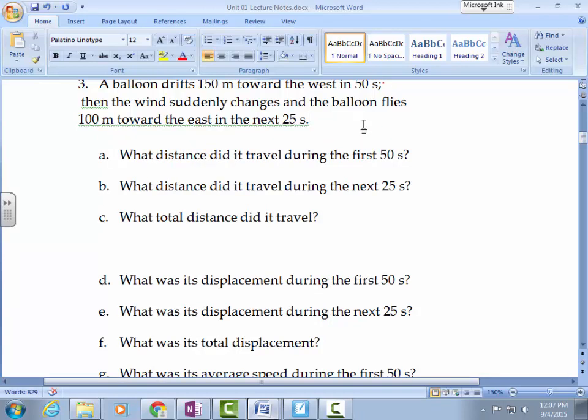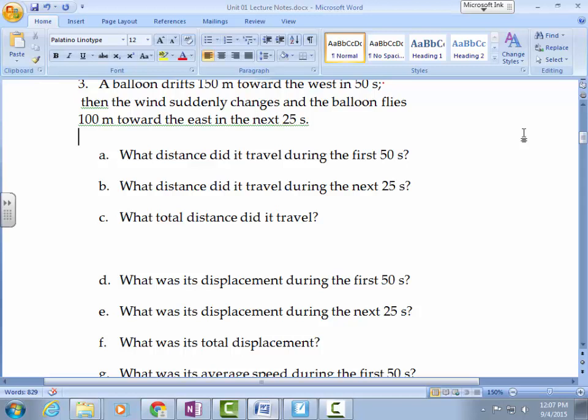A balloon drifts 150 meters towards the west in 50 seconds. Wind suddenly changes and the balloon flies 100 meters towards the east in the next 25 seconds. What is this begging us to do right off the bat? It's begging us to establish a coordinate system. Right off the bat, you draw it. Physics is one of the few classes other than art where you actually get credit for drawing something. So I'm going to write this up here on the board. Go back to good old chalk.